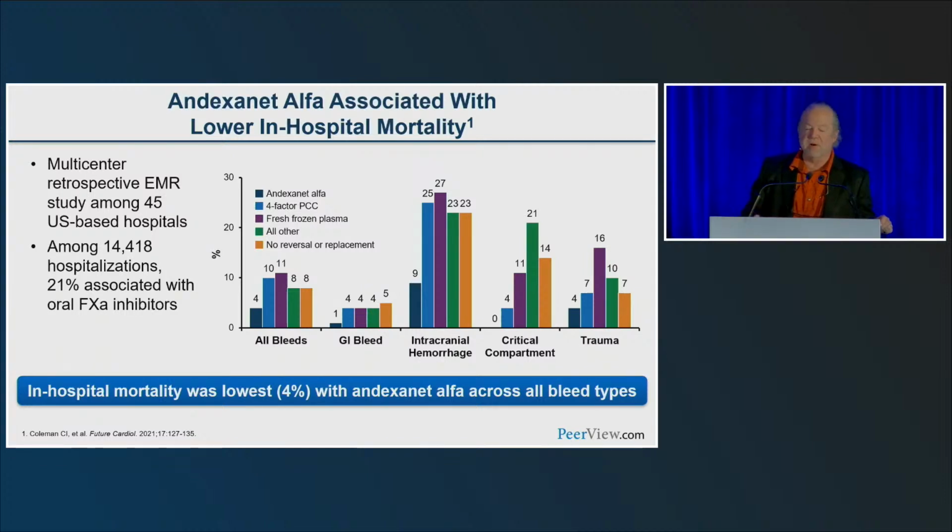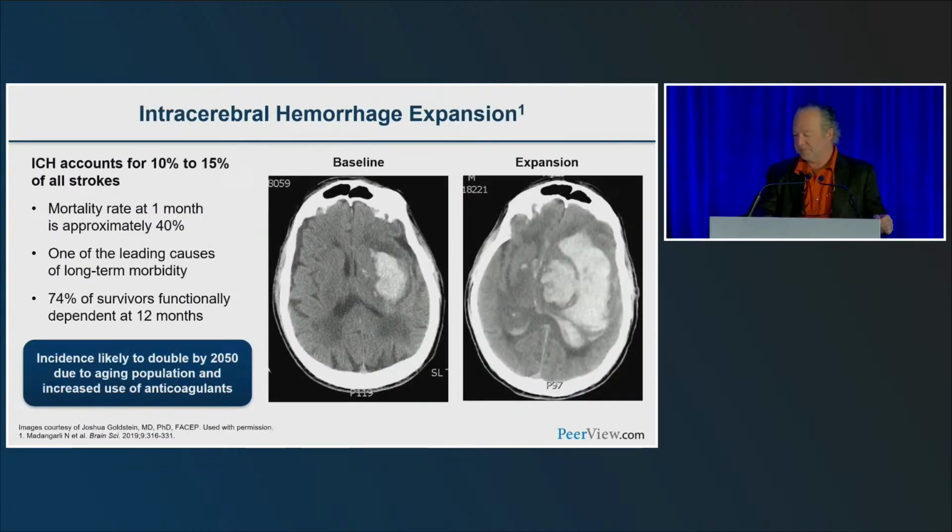Except for critical compartment, there's no bar because there were no patients with critical compartment bleeds. But even the big one, 21 out of 14,000 for all combined, is not a very big number. So every single case who got Andexanet, now this is a retrospective chart review, but before the trials that are getting done this week, this was one of the best data we had because it's a huge number, and you can get the idea that those patients getting Andexanet do better.